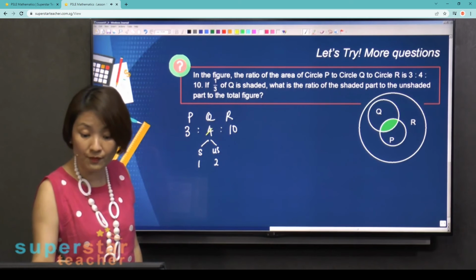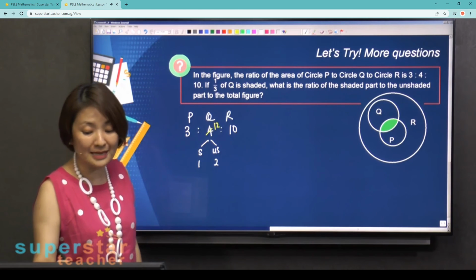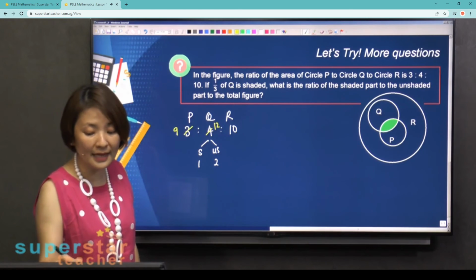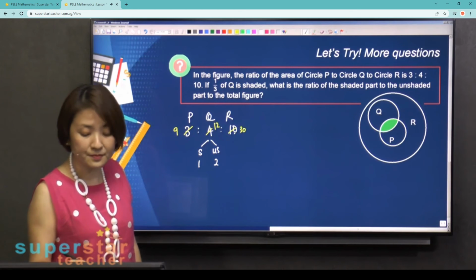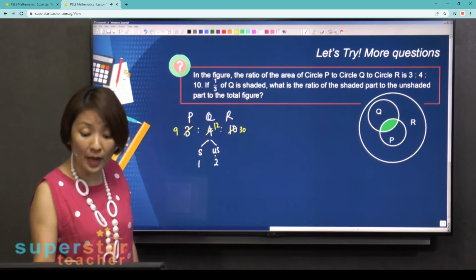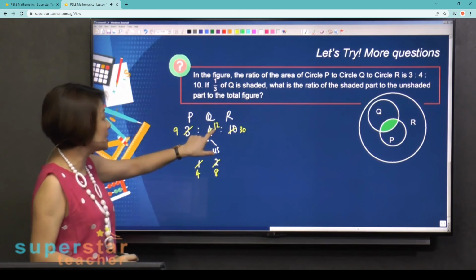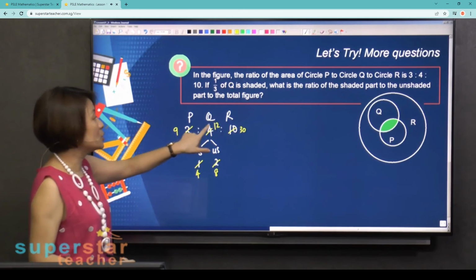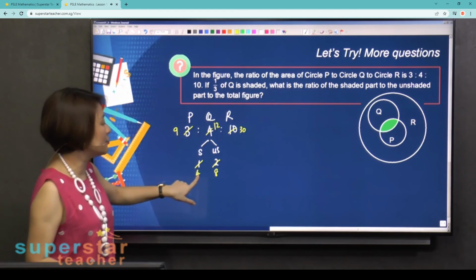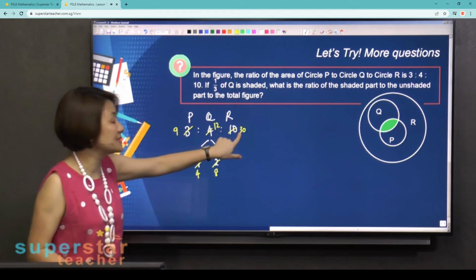Okay, so I have to change to a common multiple, which is 4 and 3. The common multiple is 12. This one I times 3, so here I must times 3 to make it 9. Here I times 3 to make it 30. Now this is 3. I want to make it into 12. I times 4 and I times 4. Okay, now it's nice because I have 9 units of P, 12 units of Q, shaded is 4, unshaded is 8. And then this is 30.